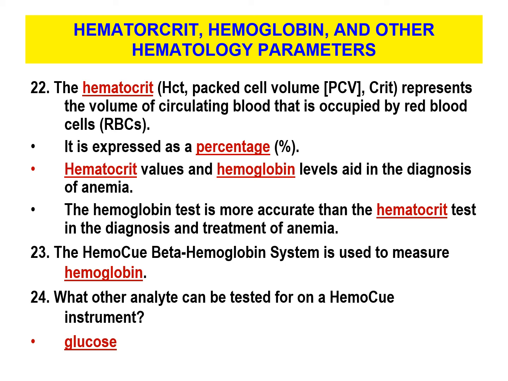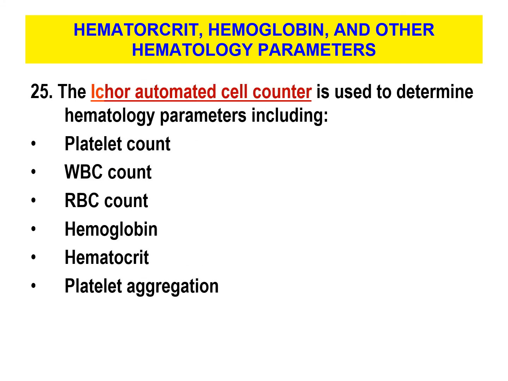The HemoQ beta hemoglobin system is used to measure hemoglobin. Okay, and remember we talked about that HemoQ, we also talked about that instrument when we were talking about doing glucose. So that's the other analyte that the HemoQ instrument can test for. So it can test for hemoglobin and glucose.